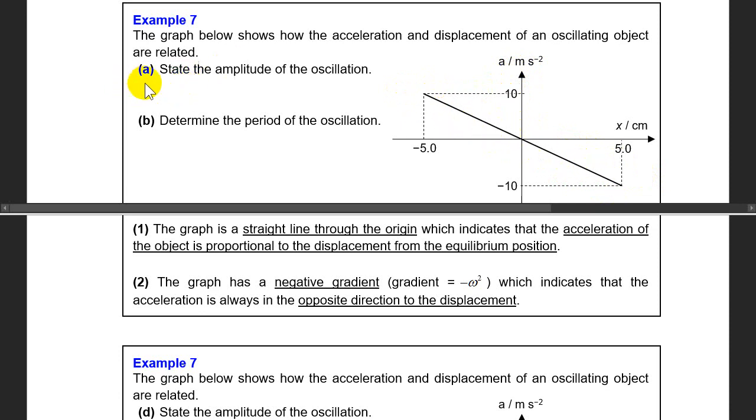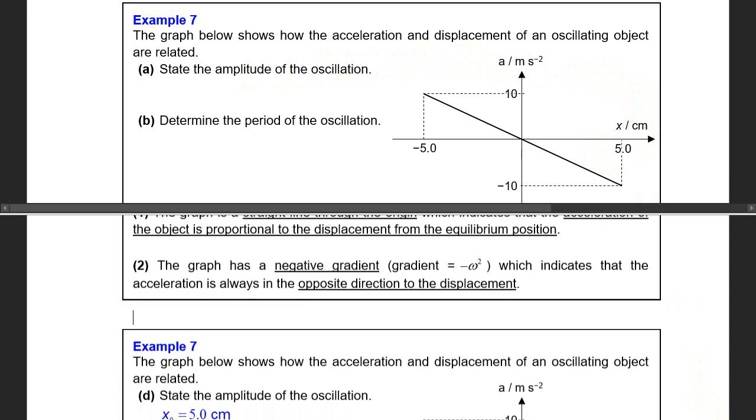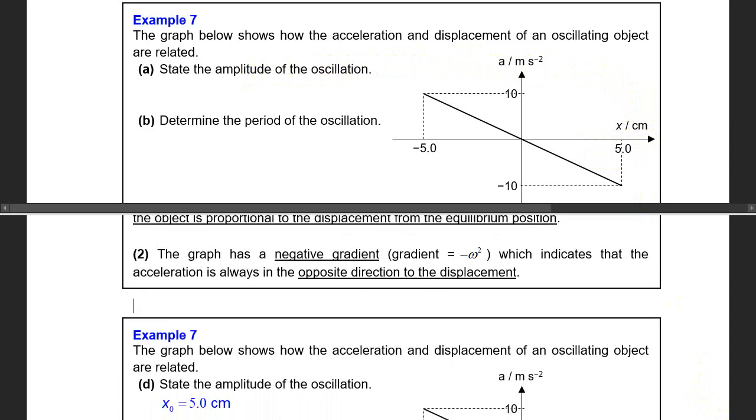Okay, part A, state the amplitude of the oscillation. Amplitude is actually the maximum displacement. That means the maximum value for x. What's the maximum value for x? You look at the graph, the maximum value of x is 5.0 cm. So that's the answer, 5.0 cm. If you want to change to meters, it will be 0.050 meters.